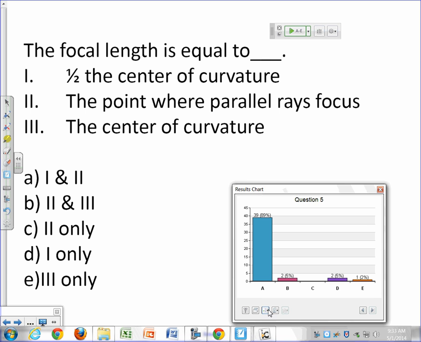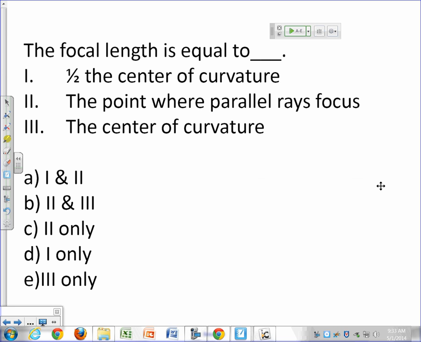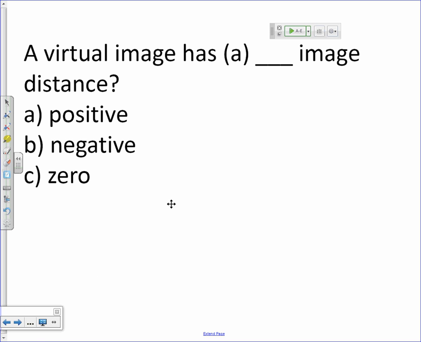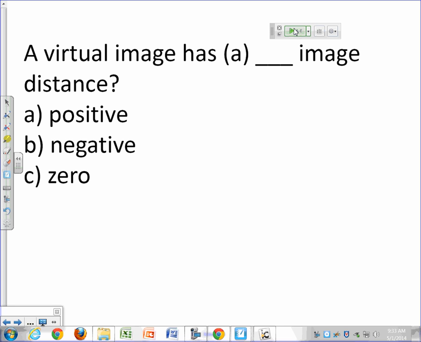Okay, 1 and 2 is correct. So A is correct. Geometrically, we define it as half the center of curvature, but the way it treats light is the place where parallel rays focus. So there are two different ways that we can define it, either by the geometry or where parallel light rays focus. And I think one more. A virtual image has a blank image distance: positive, negative, or 0. We've had one very similar to this already.